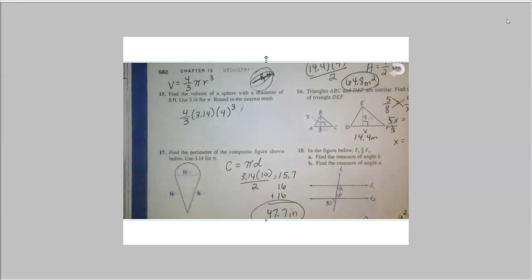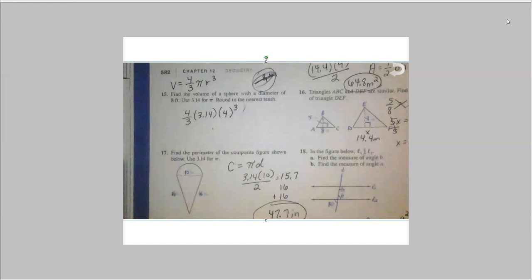But the main thing is, do not multiply these three numbers before you cube it. Only the 4 is being raised to the third power, and then this is all multiplication. So for the final answer, this one we're going to need to round to the nearest tenth. I'm going to type this quickly in my calculator: 4 thirds times 3.14 times 4 to the third power. My calculator actually has an exponent button. I'm not sure if yours does.